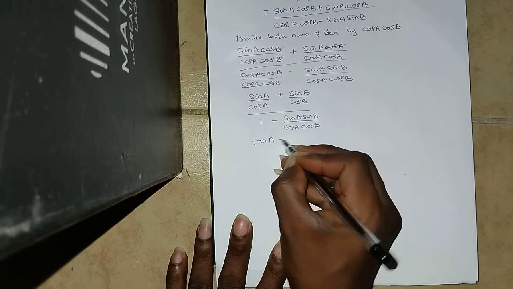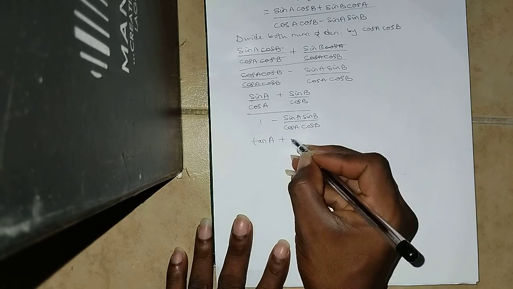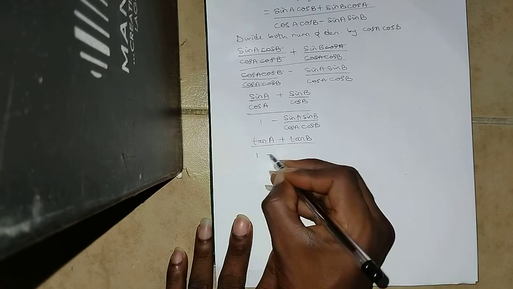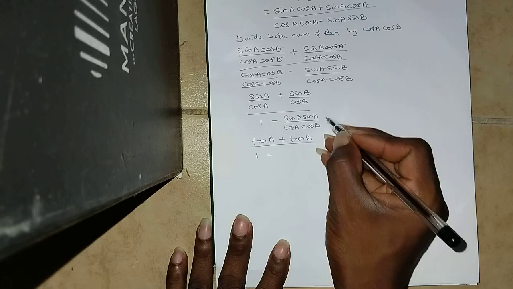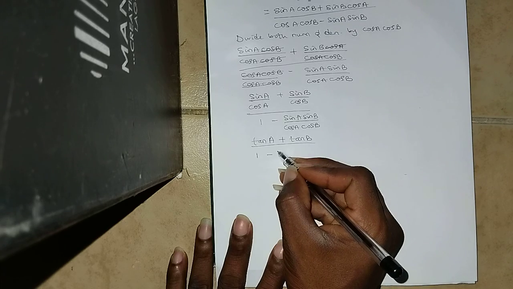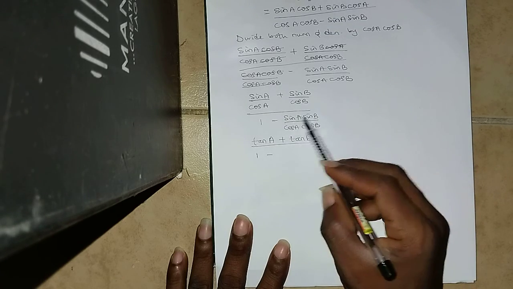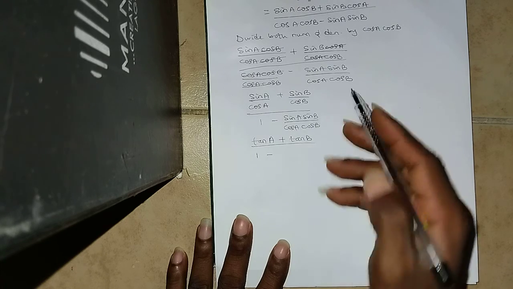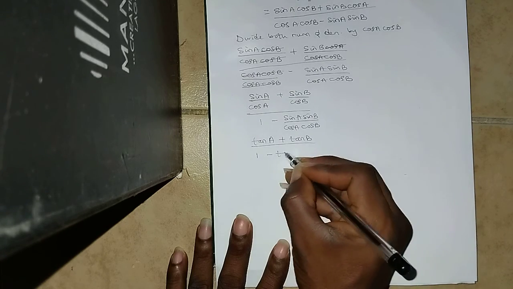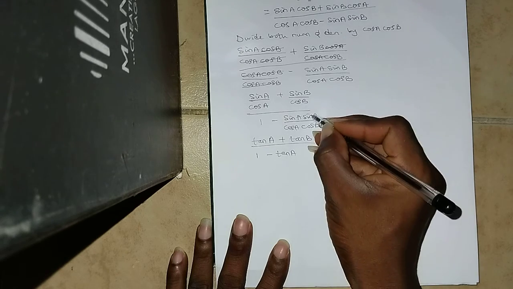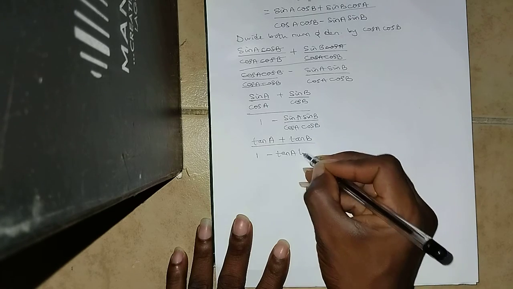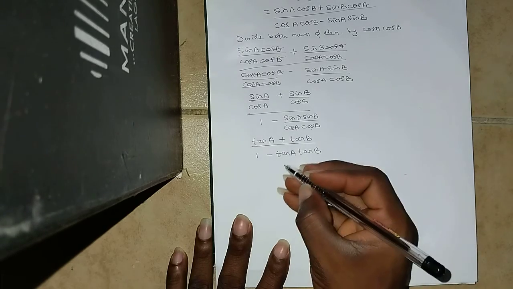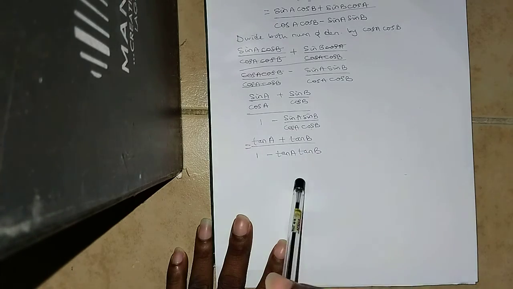So now from here, sine A over cos A is what? Tan A, plus sine B over cos B is what? Tan B, all over 1 minus sine A sine B over cos A cos B. Let me just take it like this: sine A over cos A will be tan A, sine B over cos B will be tan B. And so this is how we prove for our tan.